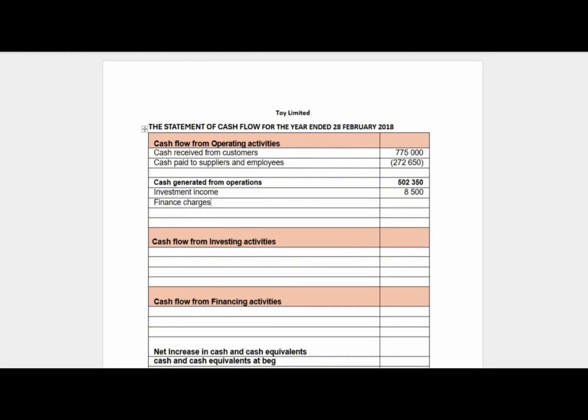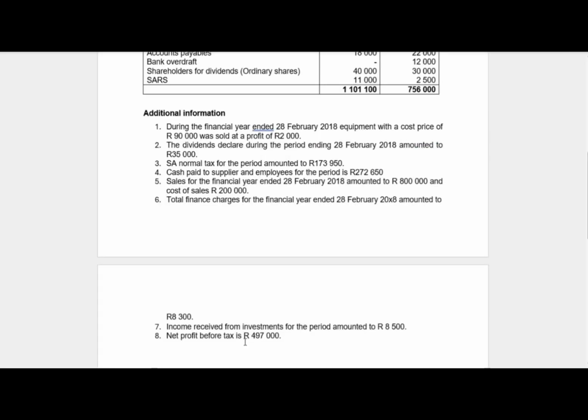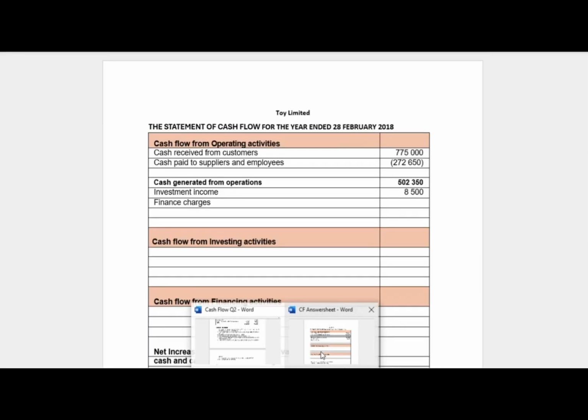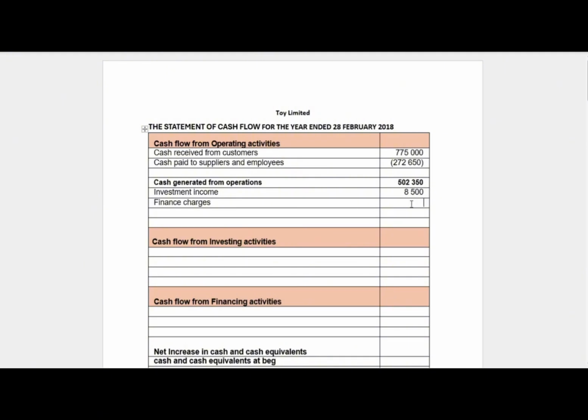All right, finance charges is an outflow because it's interest paid, right? So interest paid is in transaction number 6. They say the total finance charges for the financial year ended 28 February 2018 amounted to 8,300. So you come there and say outflow, you put in brackets. Remember, anything that we pay, we put in brackets, or anything that represents negative in accounting, we put brackets. All right, and because brackets represent minus in accounting. Are you with me right there?